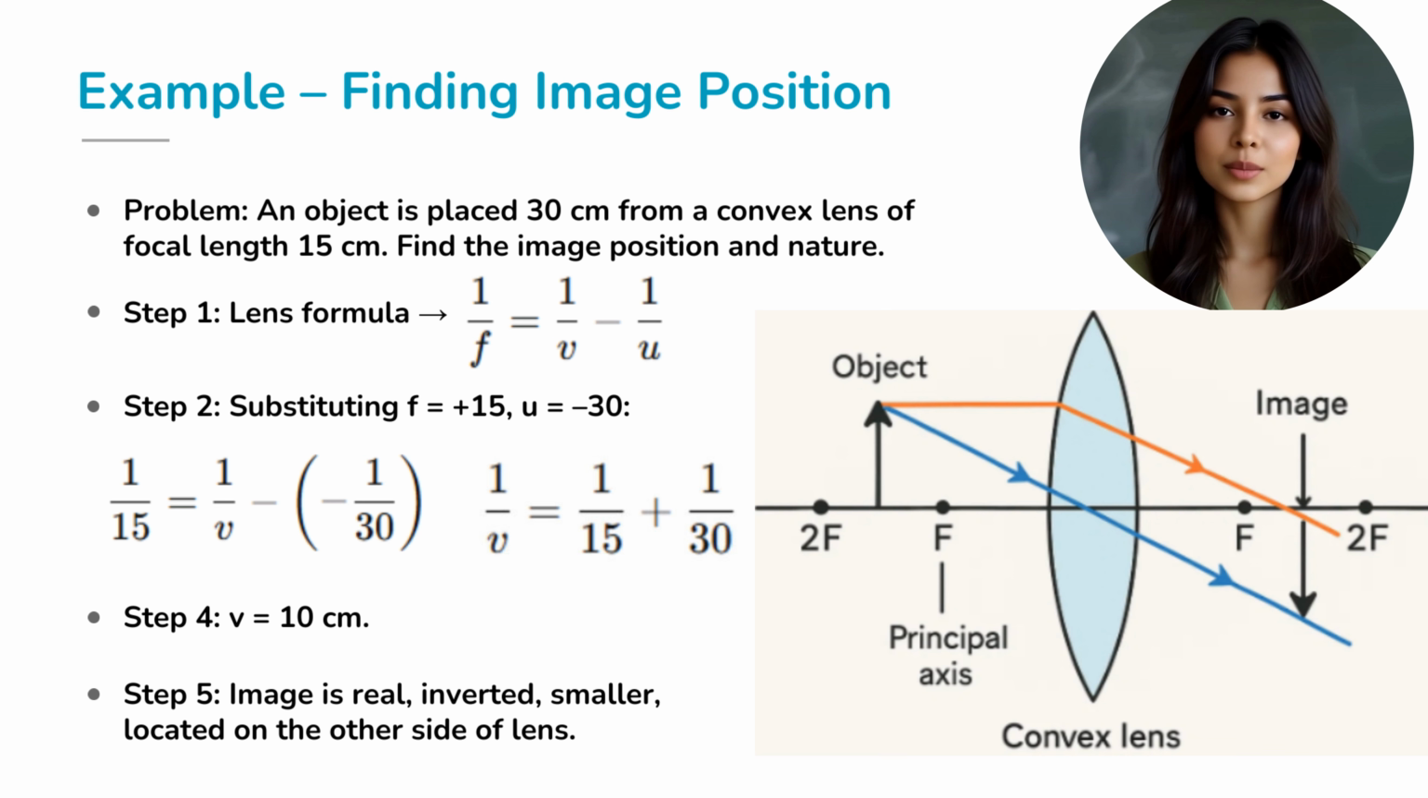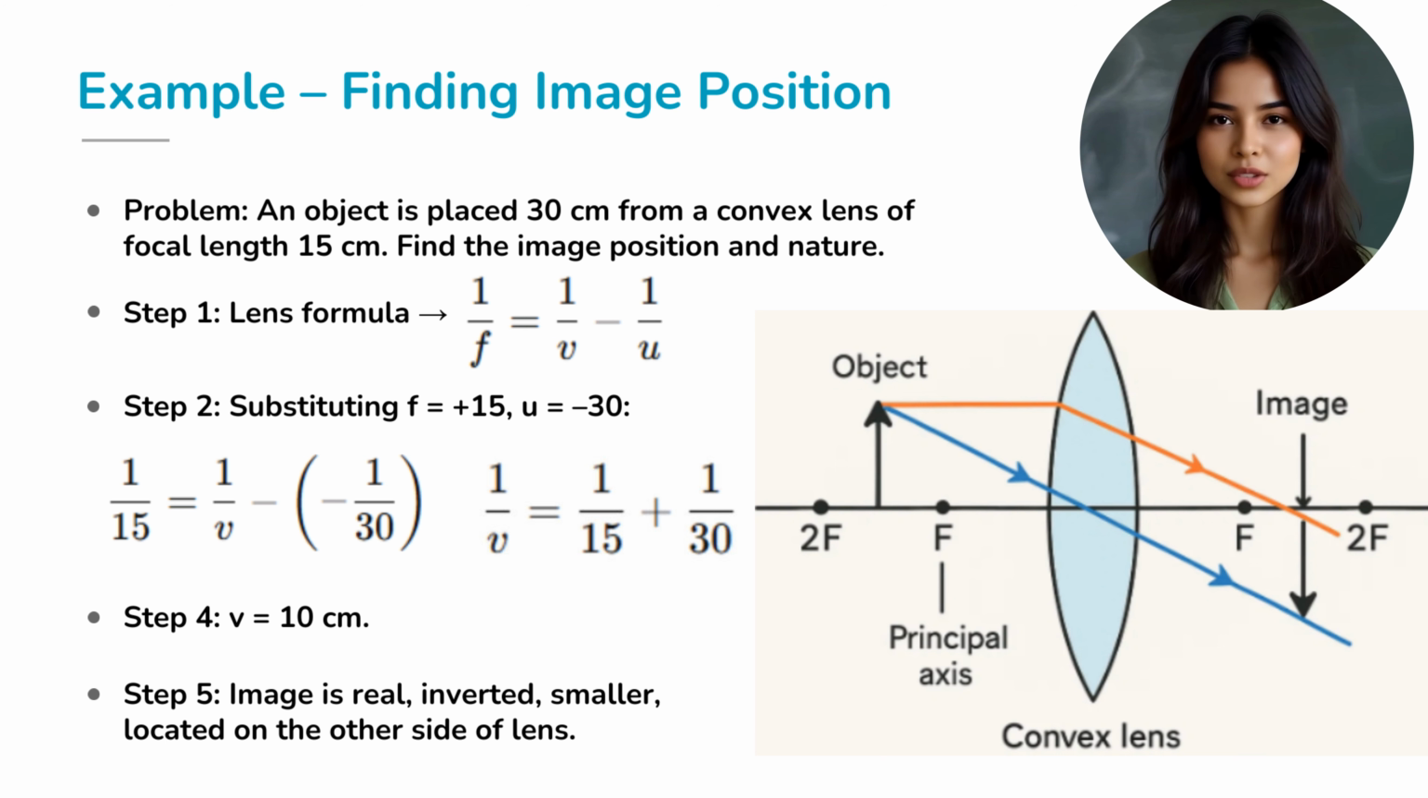Step 3. Simplify that. Subtracting a negative becomes adding a positive. So we get 1/15 = 1/v + 1/30. Step 4. Take the terms together. That gives 1/v = 1/15 − 1/30. Solving that, 1/v = 1/30, which means v = 10 centimeters.